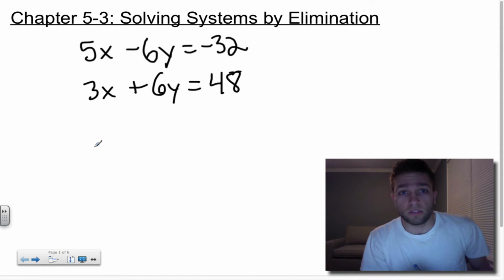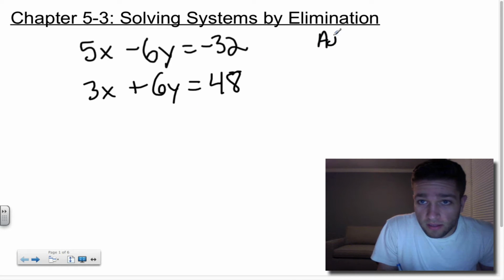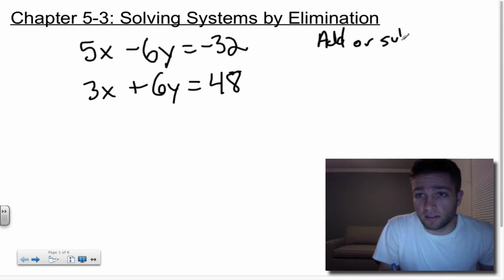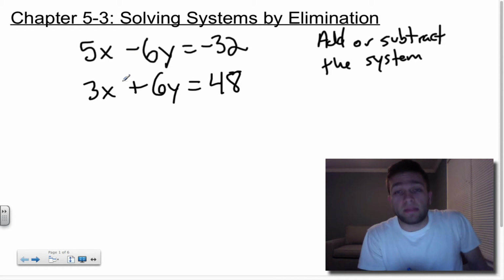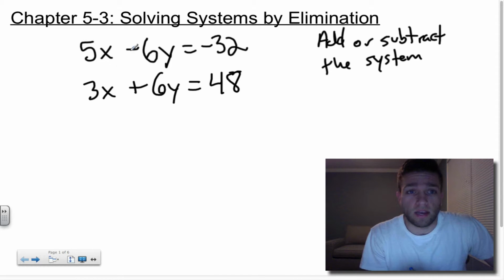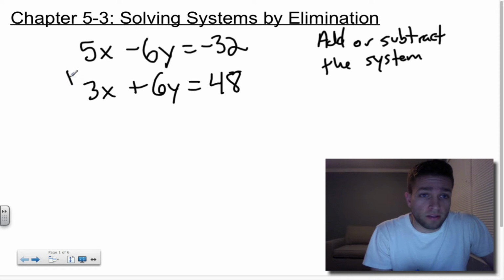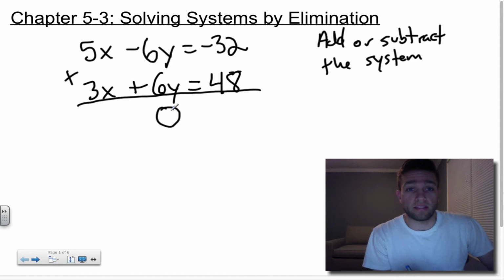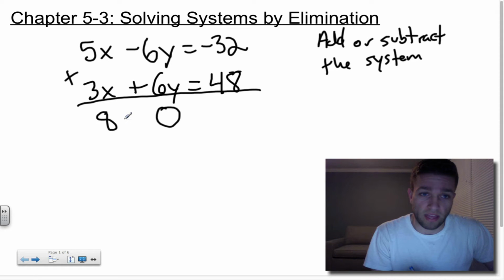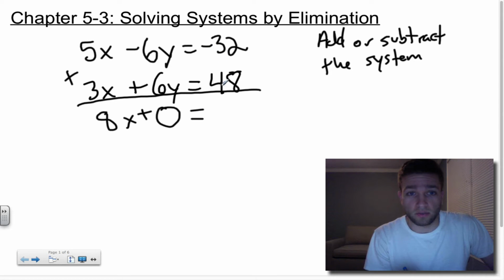So in this example, to use elimination, you are going to be either adding or subtracting the systems from one another. So I'm just going to make a note of that up here. You're adding or subtracting the systems. And the goal is to eliminate one of the variables. So in this case, I have negative 6y and positive 6y. If I added negative 6y plus 6y, that would be 0, which would eliminate this from the equation. So what I would be left with is 5x plus 3x, those are like terms. So I would have 8x plus 0 equals, and then negative 32 plus 48 is 16.